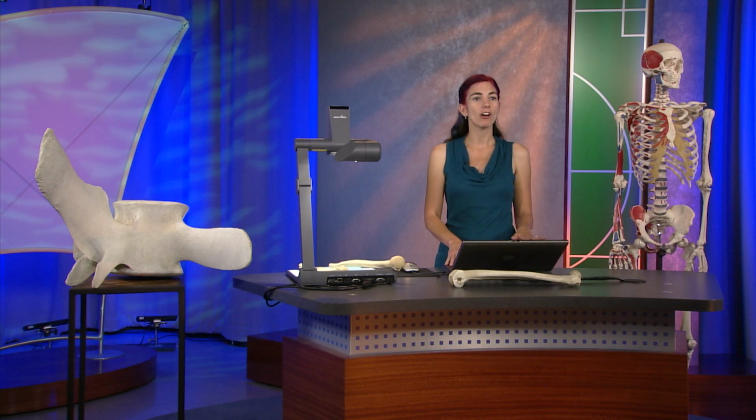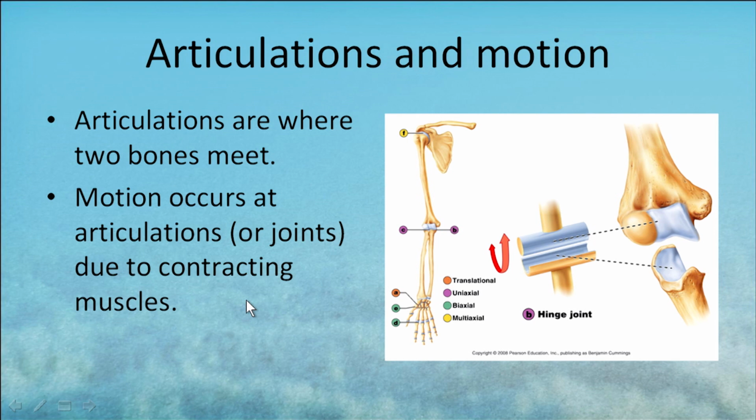So let's take a look at the elbow and see if we can figure out how motion might be generated at the elbow based on what the bones look like, and also what's going on with the muscles. All right, whenever you have two bones that meet, we call that an articulation. That's the fancy word for it, but you probably know it as a joint. So if you think about your arm, try to move your arm in various places. Go ahead and do that right now.